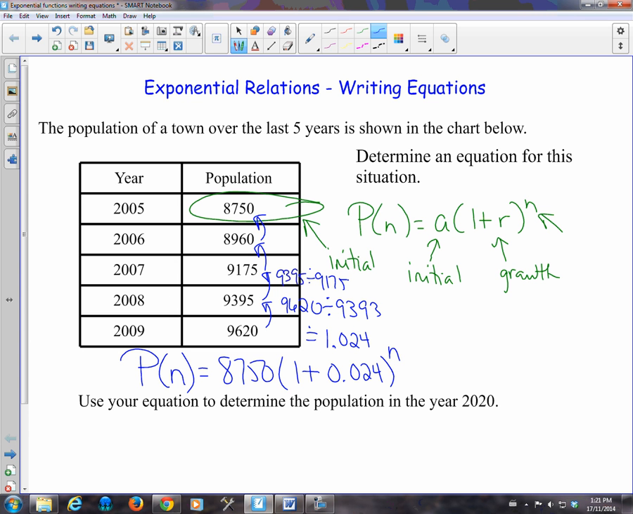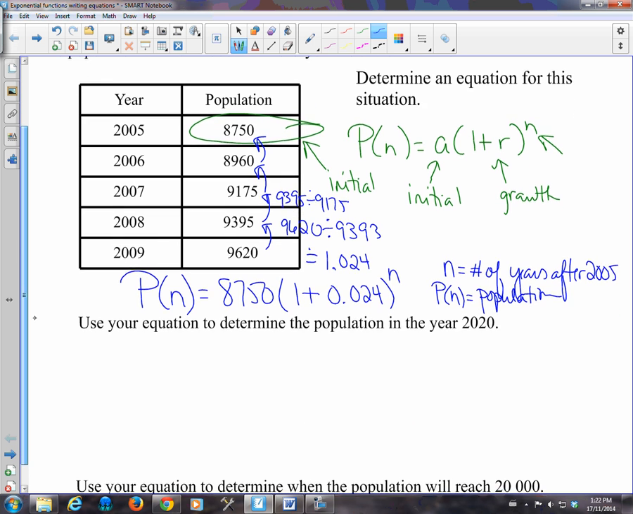Remember to tell me what your letters stand for. So n equals the number of years after, what did we start at, 2005? And P of n is, of course, the population. So once you've got your equation, you're good to go to use it.